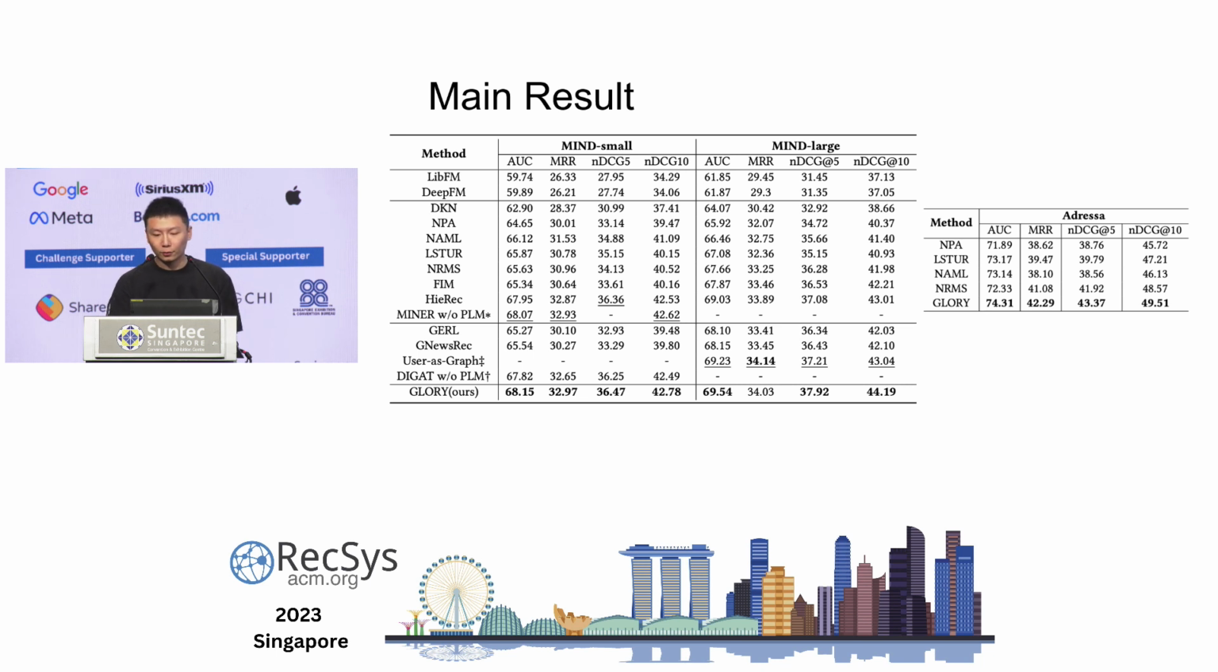And the third group is graph-based methods, which either find the category relationship or semantic relationship to build a graph. Finally, our Glory achieved the best performance on nearly all the metrics among all 3 groups of methods.